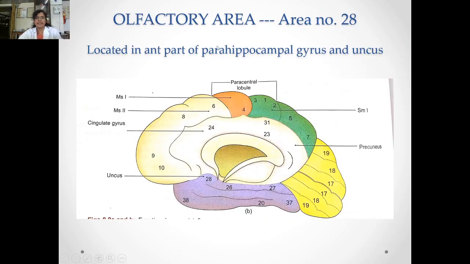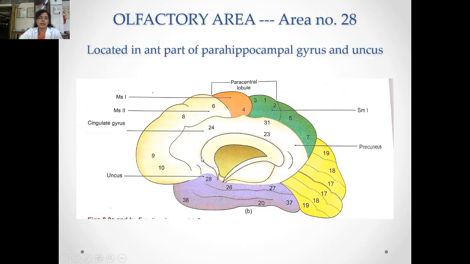Then the olfactory area. Olfactory area means the area responsible for the perception of smell, or olfaction, that is area number 28, and this area is located in the anterior part of the parahippocampal gyrus and the uncus. You know, the parahippocampal gyrus and uncus are present on the inferior surface of the cerebral hemisphere, and in this diagram you can see area number 28 present in the uncus and the anterior part of the parahippocampal gyrus.